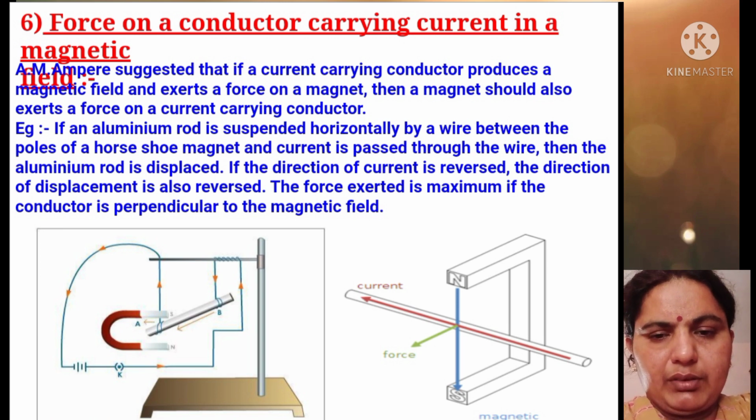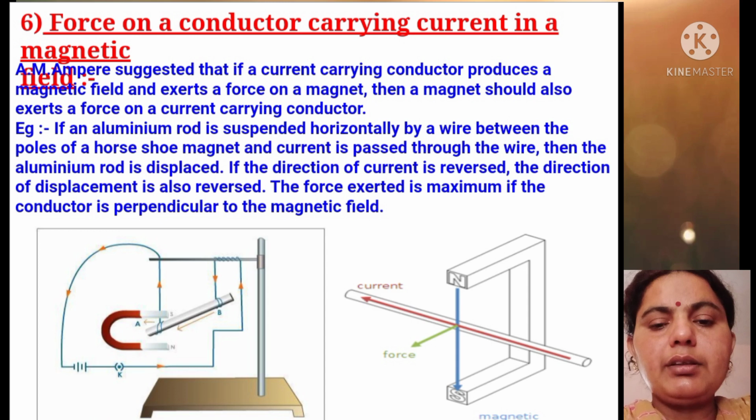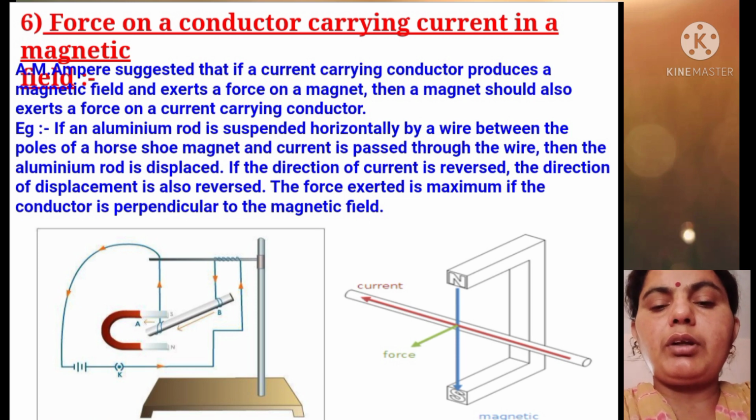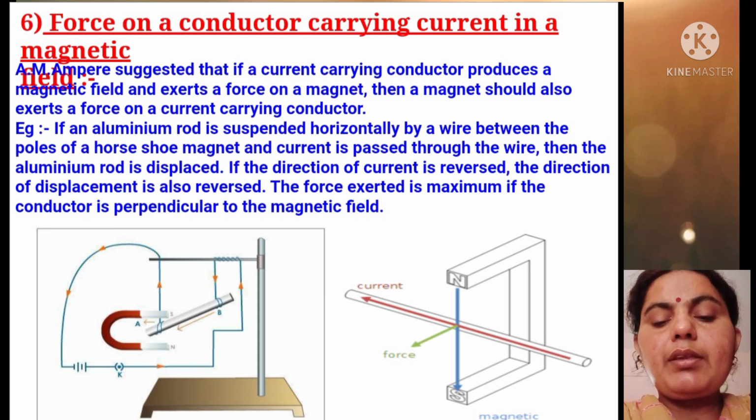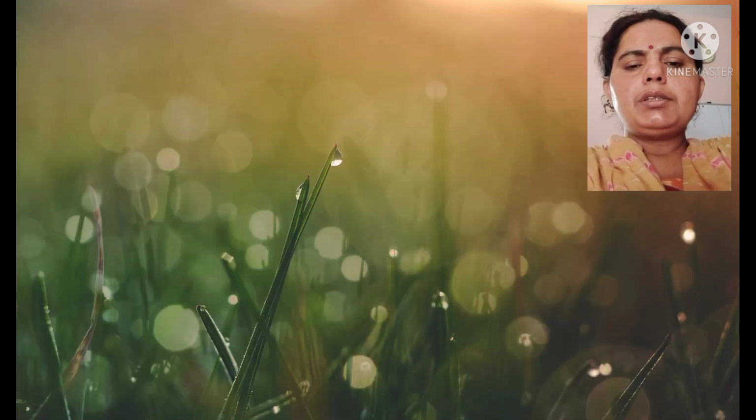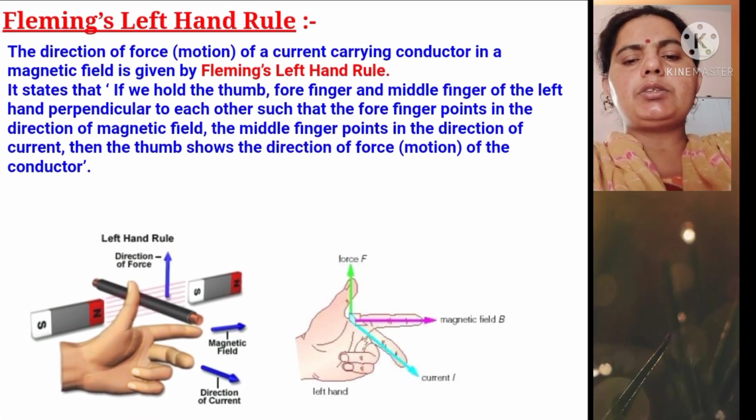So it shows that the magnetic field is perpendicular to the current direction, and the force acts perpendicular to both. The current is basically perpendicular to the magnetic field in its nature.